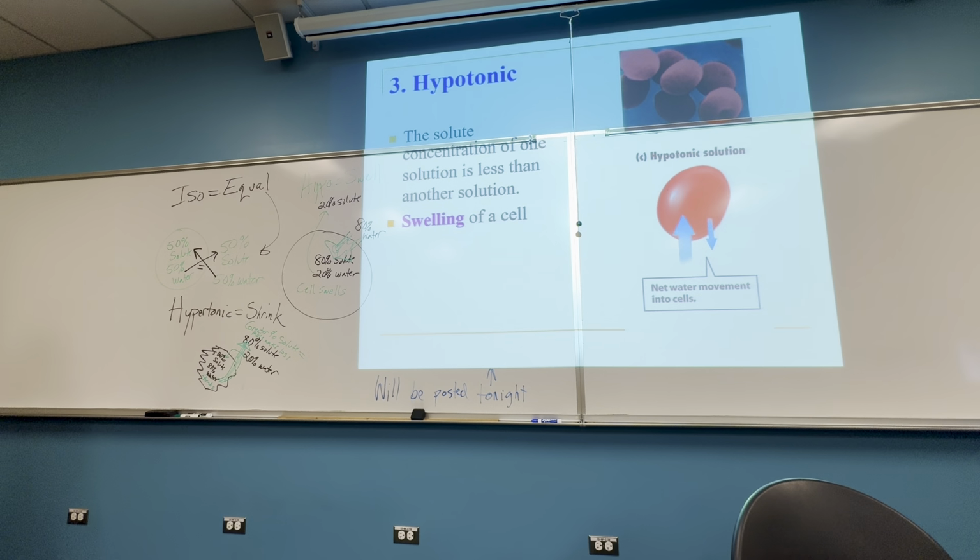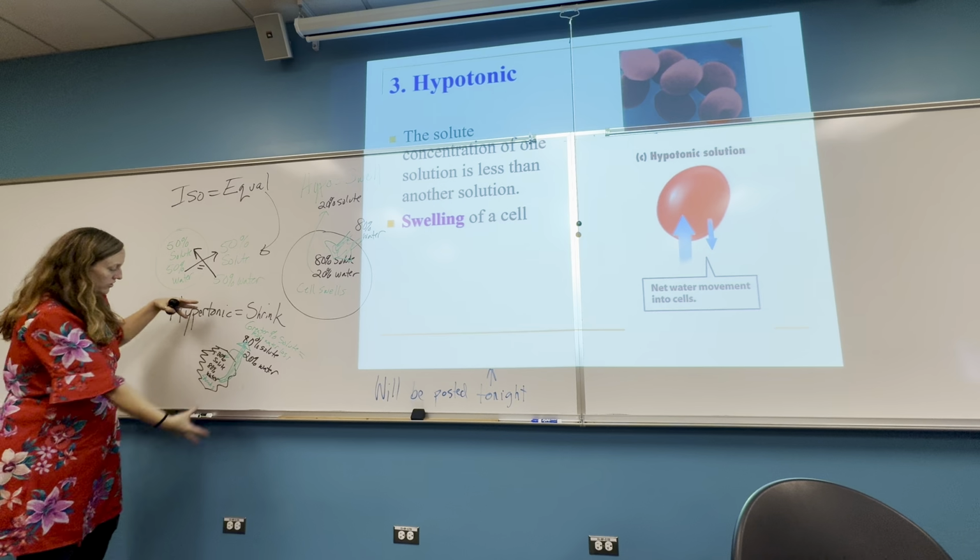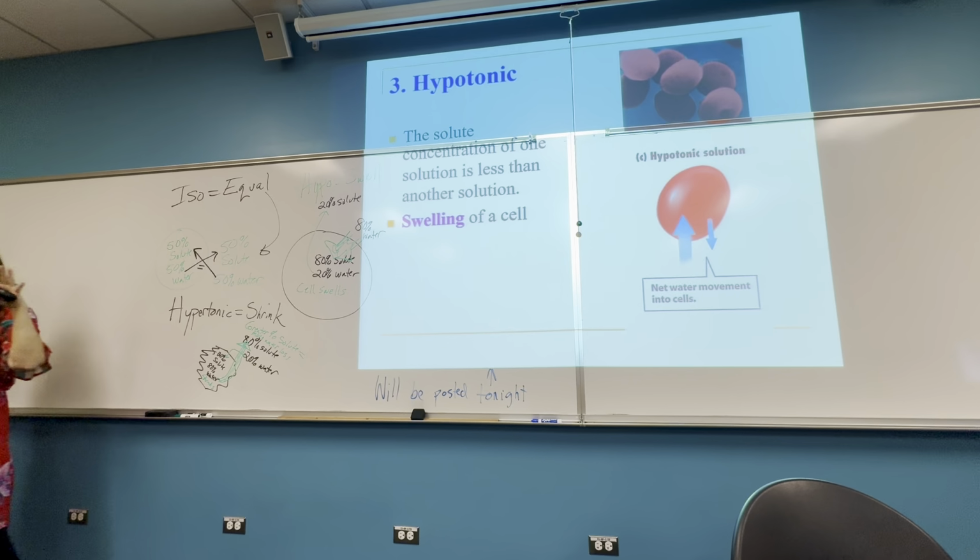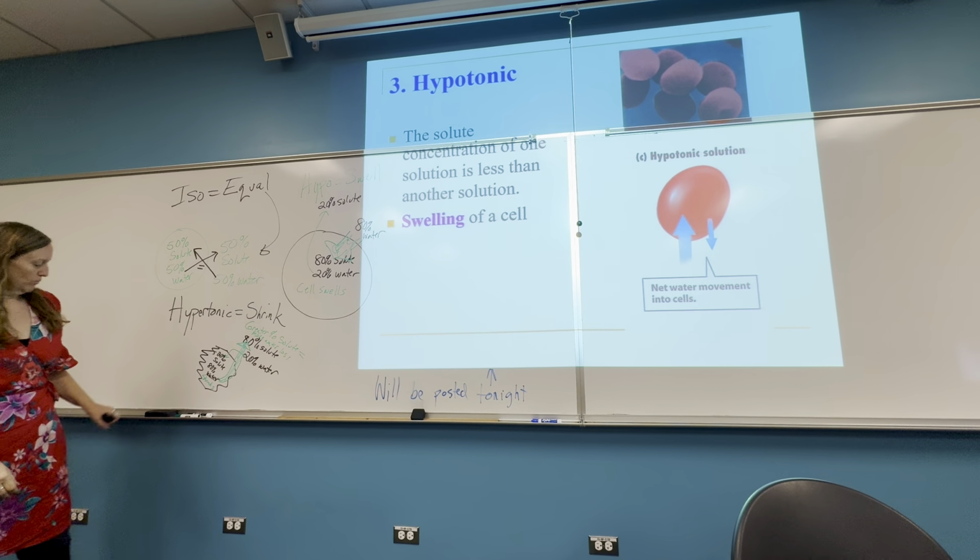Students once said that the way they think about it was hypo, like hippo, that hippos are big and fat, so your cell gets big and fat. The hyper one shrinks because they're hyper, have a lot of energy, they get smaller. Whatever works.